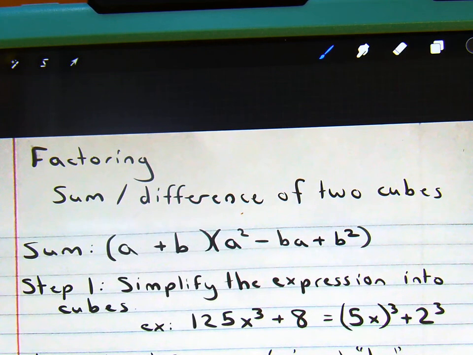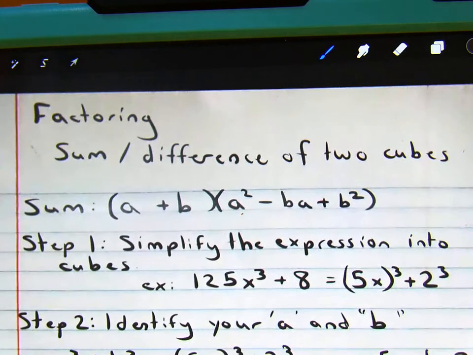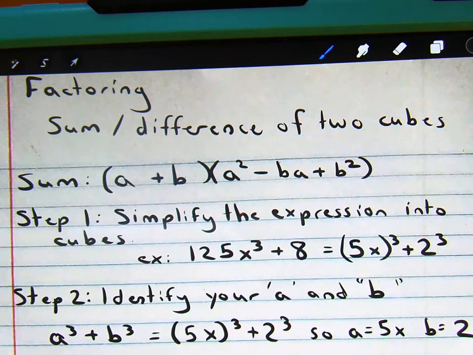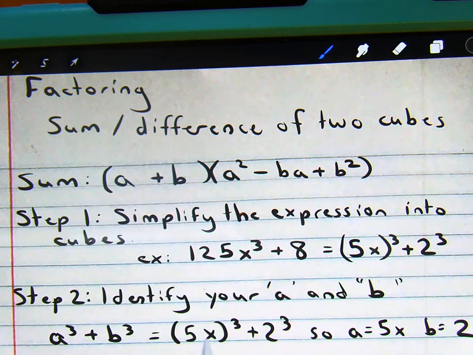So my next step is to identify my a and my b. So if it's a cubed plus b cubed, and we have the expression 5x cubed plus 2 cubed, that means that 5x becomes my a and 2 is my b, because that is the quantity that is being cubed. So identify your a and your b.